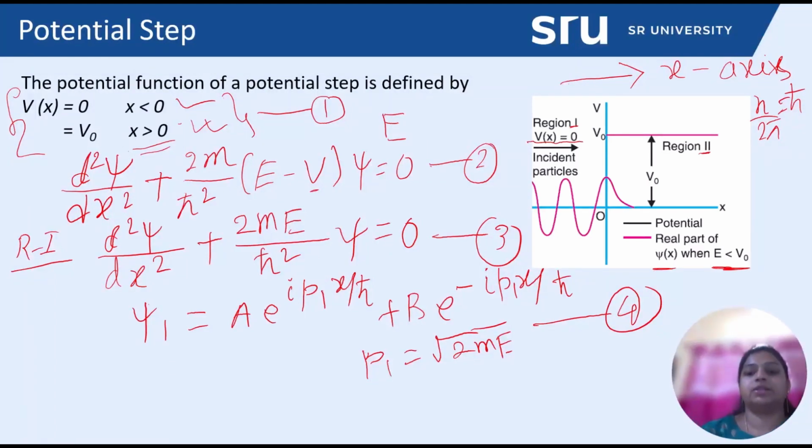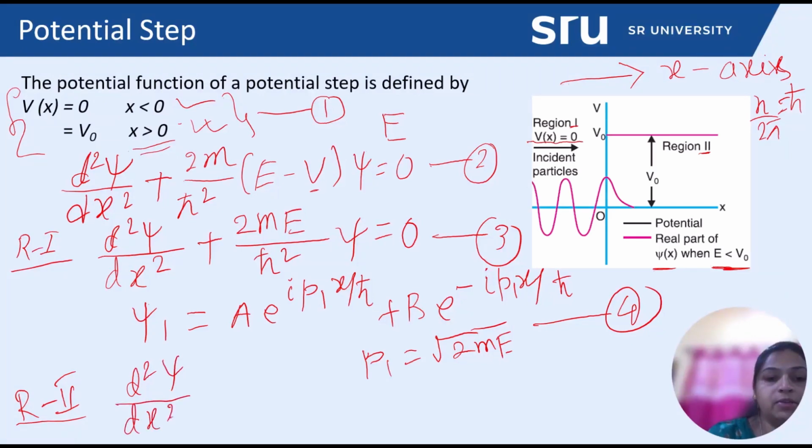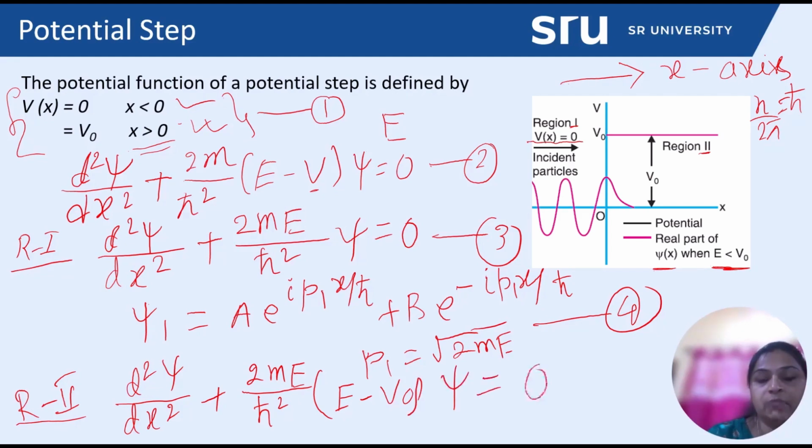For region 2, where we have the potential V naught, we can write the Schrodinger equation as d square psi divided by dx square plus twice m over h cut square times (E minus V naught) psi is equal to 0, because here our potential is V naught. Let's say this is equation 5.